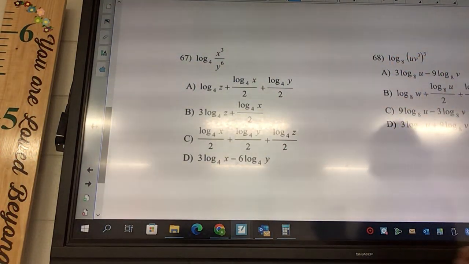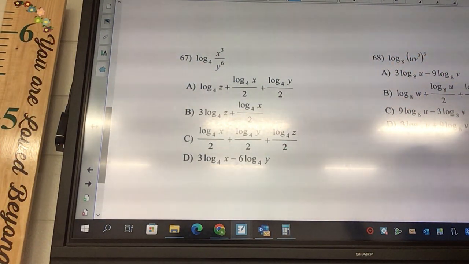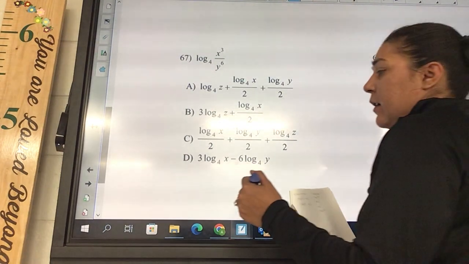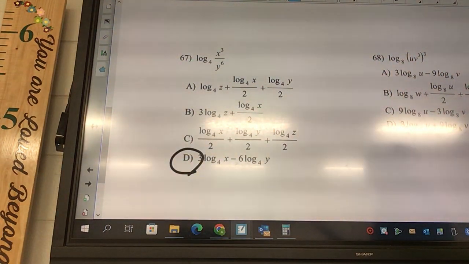Okay, this one is division. What's division go with? Subtraction. So which one is it? B. It's got to be B. Okay, it's got to be that one.